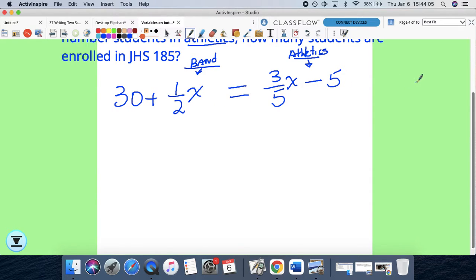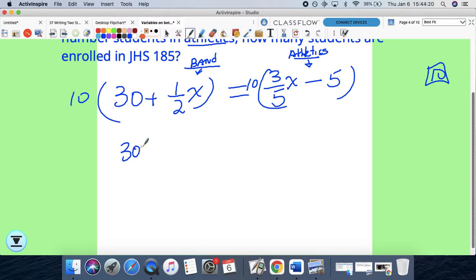I'm going to clear the fractions. The common multiple between 2 and 5 is 10. So I'm going to multiply this whole thing by 10. Multiply this whole thing by 10. That way it gets rid of a fraction for me. So 10 times 30 is 300. 10 times a half is 5x. 10 times 3/5 is going to be 6x. And 10 times 5 is going to be 50. No more fractions.